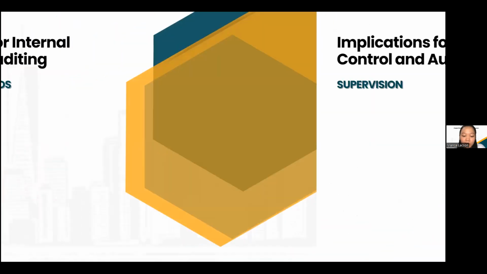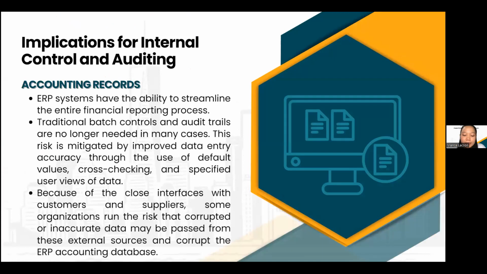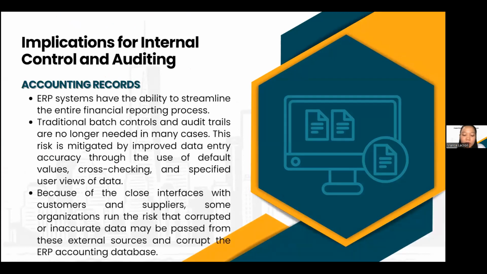For the accounting records, ERP systems have the ability to streamline the entire financial reporting process. In fact, many organizations can and do close their books daily. OLTP data can be manipulated quickly to produce ledger entries, accounts receivable and payable summaries, and financial information for both internal and external users. The additional batch controls and audit trails are no longer needed for many cases.